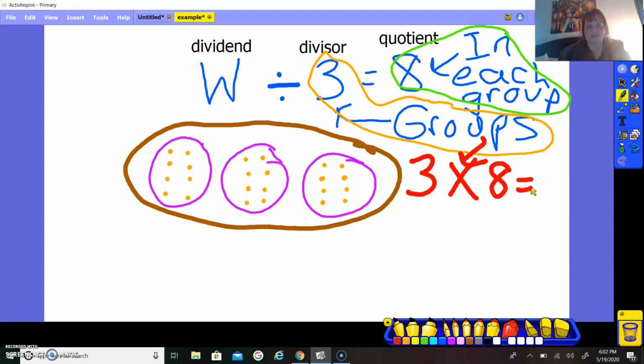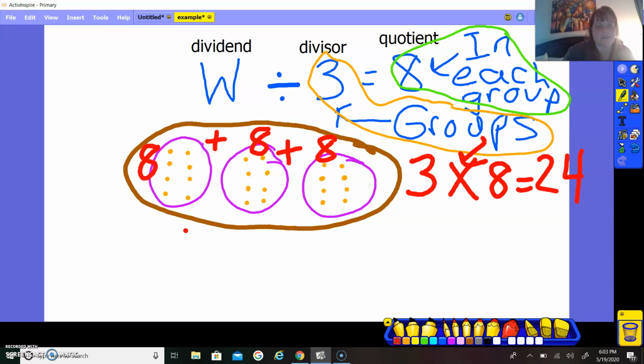Well, I know my multiplication table. I know that 3 times 8 equals 24. Now, just to prove I'm right, I think I'm going to do some quick counting. I know that there's 8 over here, 8, 2, 4, 6, 8, plus, I know there's 8 here, plus, I know that there's 8 here. So I know my doubles fact, 8 plus 8, and I think I might write that down. 8 plus 8 equals 16.